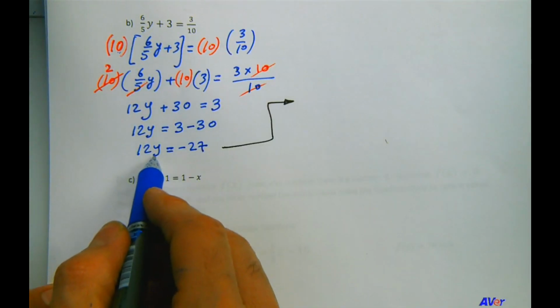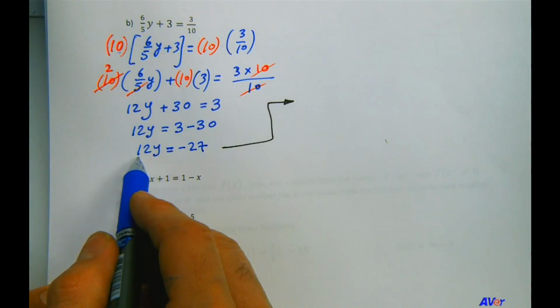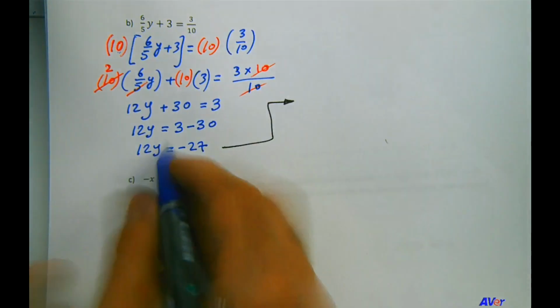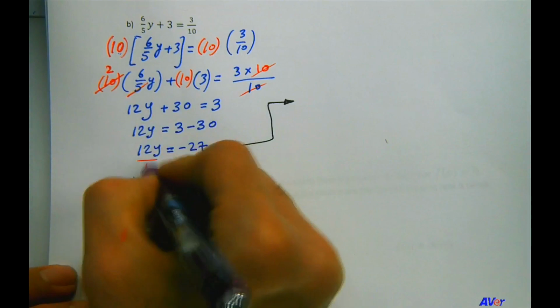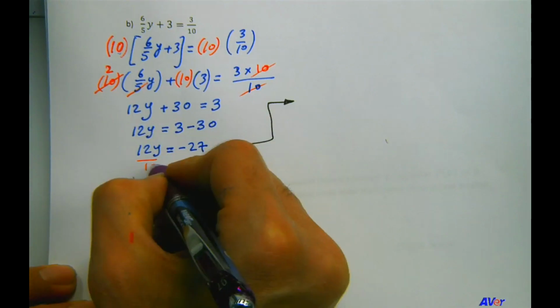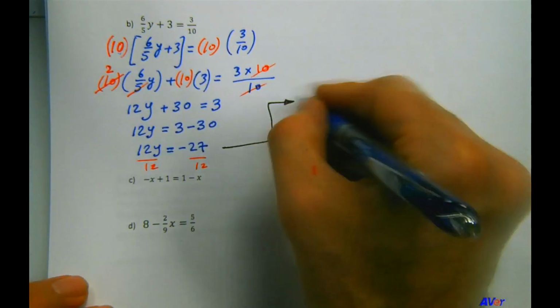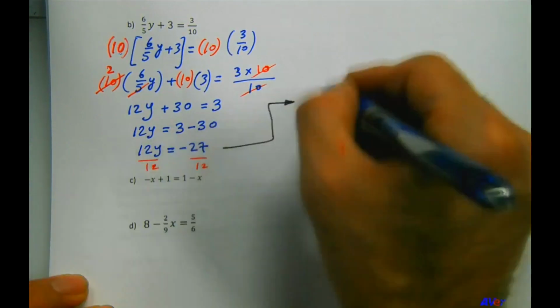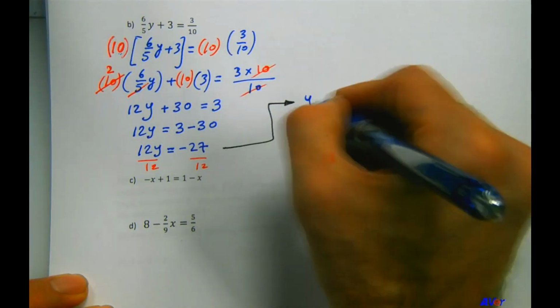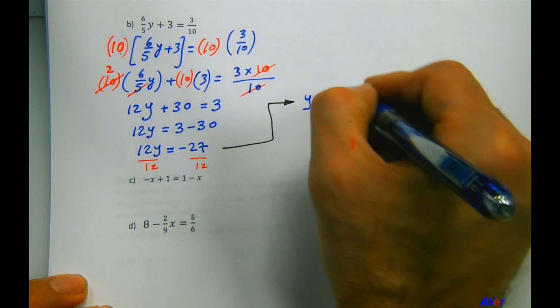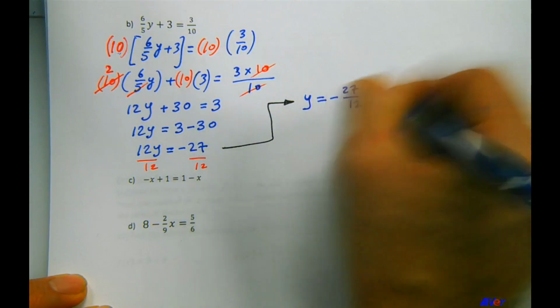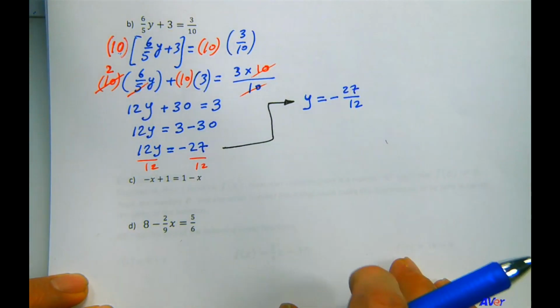Y, to isolate y, we need to get rid of the 12, right? So divide both sides by 12. On the left, it's easy. The 12s cancel. We end up with y equals minus 27 over 12. Can we simplify this? Absolutely.